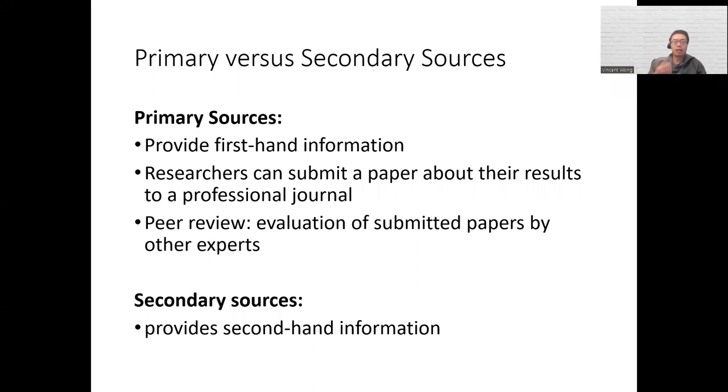Secondary sources are like secondhand information. So like you're reading a summary of the actual report, right? Someone else read that report and then they write a summary of it and they post it on the internet. That's a secondary source. Okay, maybe it's accurate, it could be, but maybe the person leaves out critical information, right?